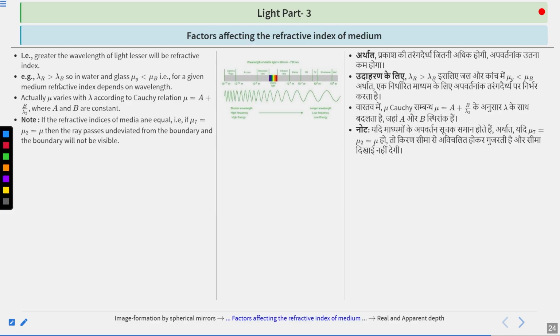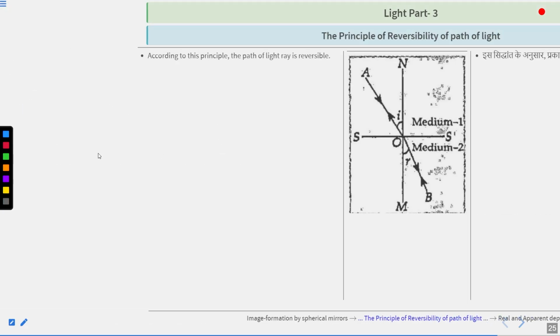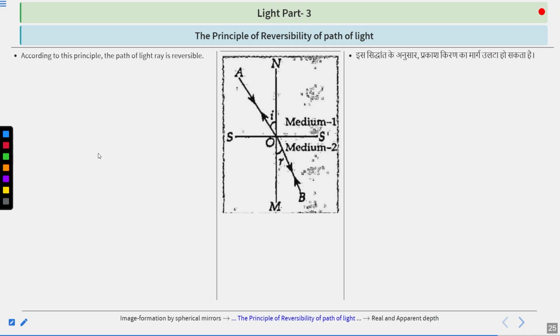There is a note. If the refractive indices of the two media are equal, that is mu1 equals mu2 equals mu, then the ray passes undeviated through the boundary and the boundary will not be visible. This is also why a transparent solid is invisible in a liquid if mu solid equals mu liquid. Even if you place a transparent solid, it will become invisible. Why? Because the boundaries will not be visible. You won't be able to find out whether there is a transparent solid or not.